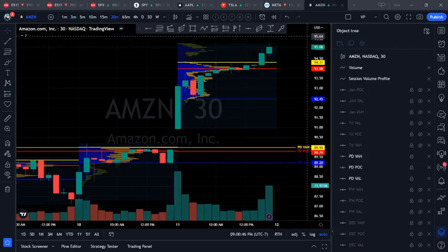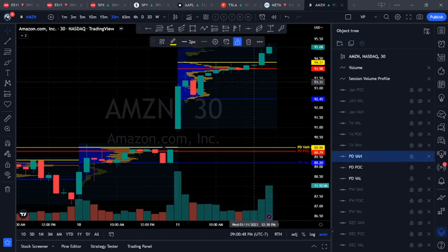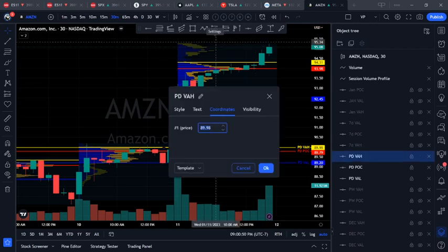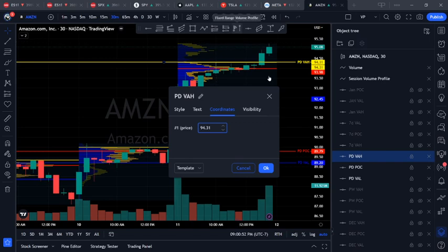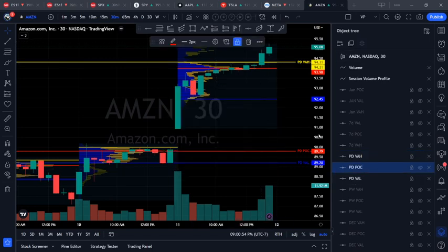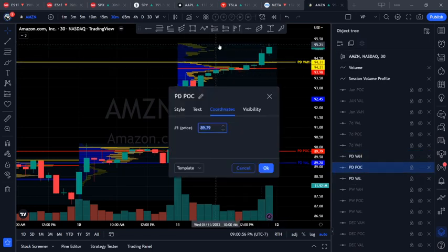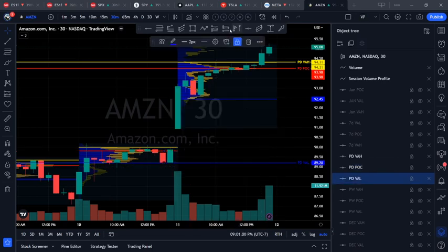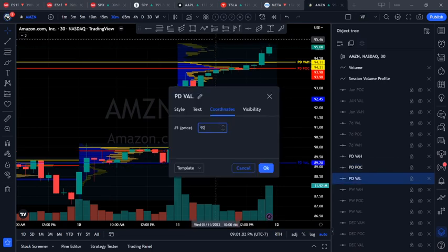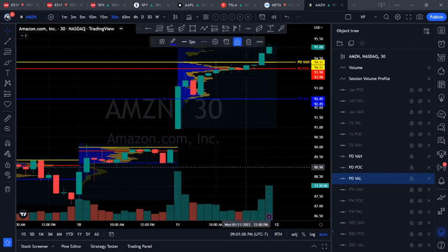Moving on to Amazon. Value area high 94.31. POC of 93.98. And value area low 92.45 for previous day.